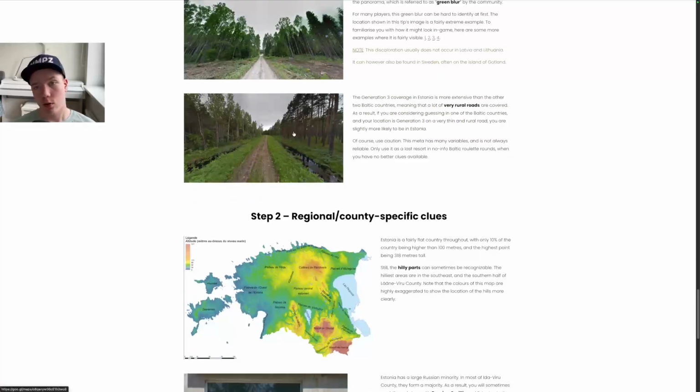And there are quite a bit of rural roads in Estonian coverage, which is different from the other Baltic countries. I don't know why they did so much rural coverage, but I don't mind. I do like that it exists in Estonia.